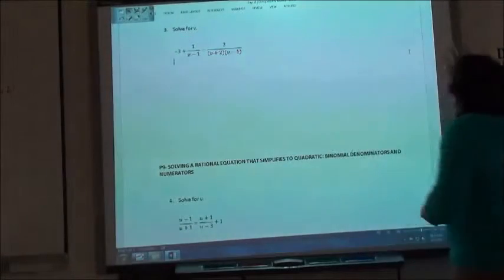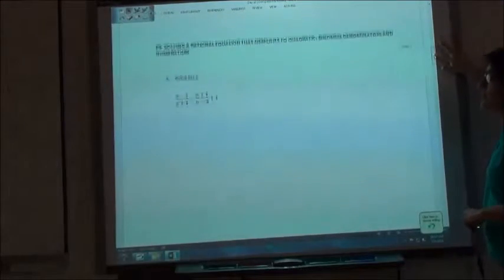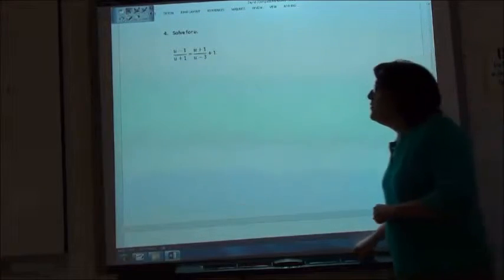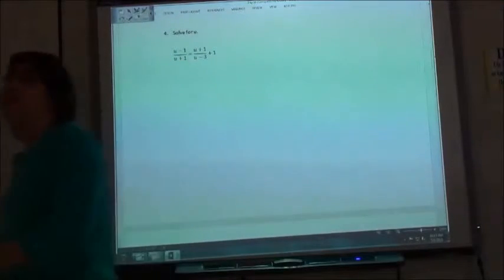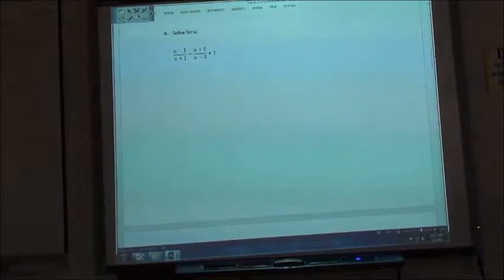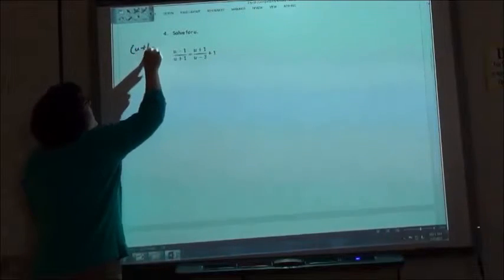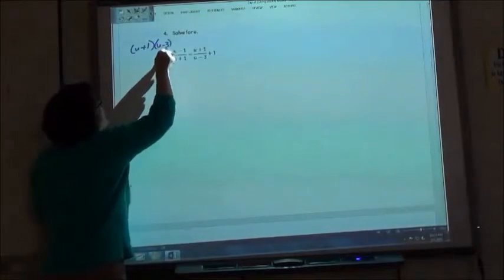All right, well, it's not going to get much better, because look at these ones. They look almost the same as what we just got done doing, right? We still have those fractions, but this time we've got things that have more than just one number on the top. Same philosophy, though. I want to get rid of the fractions. I'm going to multiply by the common denominator. The common denominator in this case is going to be u plus 1 and u minus 3.